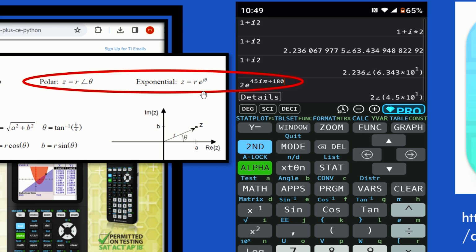I can kind of understand the reasons they did it, but anyway, in order to enter a number like 2 at an angle of 45 degrees, you actually have to punch in 2 e to the 45i pi divided by 180. And then that comes out to be 2 at an angle of 4.5 times 10 to the 1, which is 45 degrees. So you have to enter it this way, as far as I can tell. If you know differently, then maybe leave a comment below.